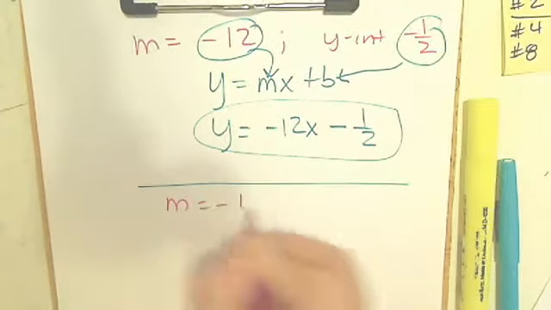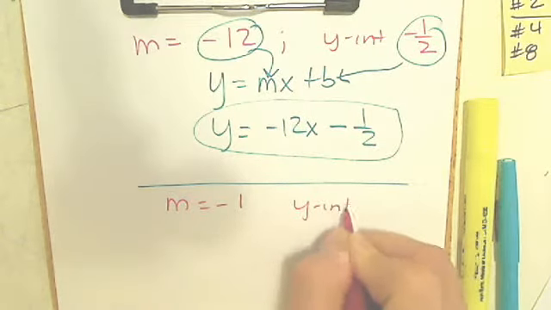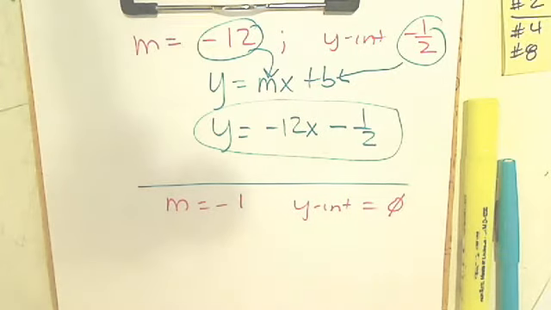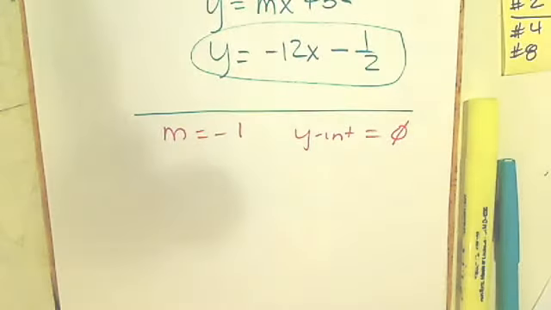Slope is -1. The y-intercept is 0. Be careful about this one. This one's a little tricky.